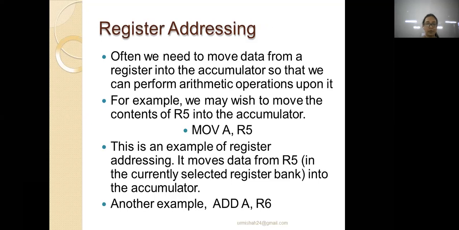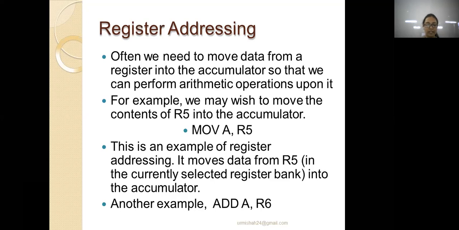Now the next mode is register addressing mode. If we move our data from one register to another register for any operation, then it is an example of register addressing mode. Here the example given to us is MOV A, R5. So from one register to another register we are moving the data. So it is an example of register addressing mode.